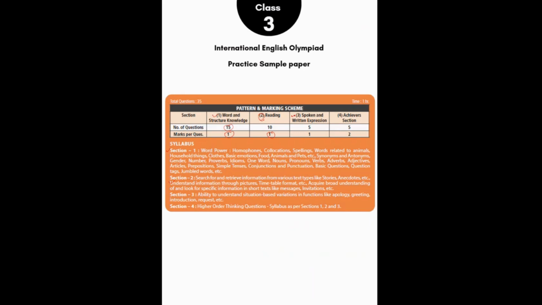The third one, spoken and written expression. Spoken and written expression is a very, very important part of the English Olympiad. There 5 questions will be given and each question would carry 1 mark. In this section, situation-based questions will be there and you need to find out the correct answer. The fourth one would be the achiever section, very, very important, because 5 questions, each question would carry 2 marks. It would be based on higher order thinking and would include the syllabus from sections 1, 2 and 3. So let us begin.